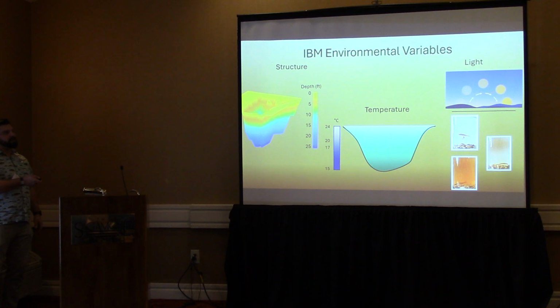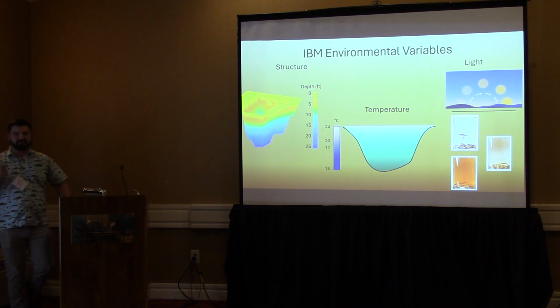For this, we broke the day up into 15-minute bins of specific surface light intensity. We then used Beer's law to calculate the light at depth for each specific zone that a fish is actually occupying.